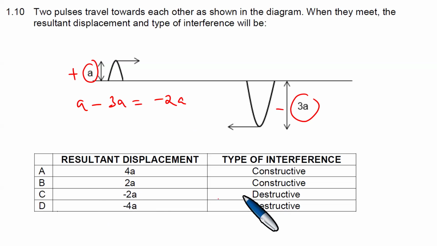But obviously, because there are different magnitudes, what we're seeing here most certainly is that we have destructive interference. We have destructive interference because these are not certainly in phase with each other. So we're looking at 1.10. Let's look at the next thing.